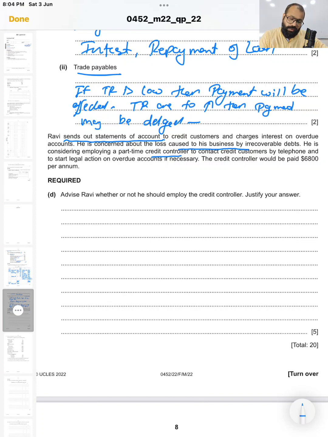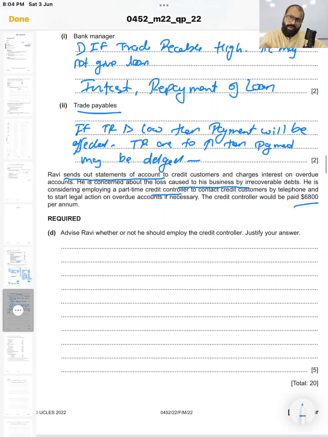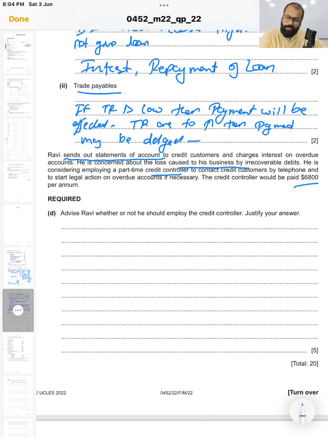And contact credit customers by telephone and start legal actions on overdue accounts. So he is planning to appoint a controller. He will contact people and call them and tell them, your payment is pending, please pay the money. And if somebody is not paying, then he may go for legal action, and that person will charge 6,800 per annum. Now you have to advise Ravi whether he should employ a credit controller or not. Now it is for 5 marks.